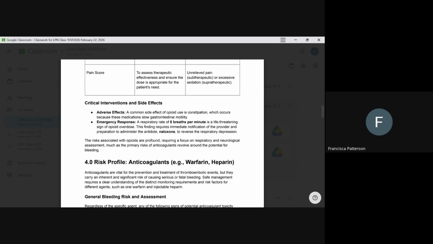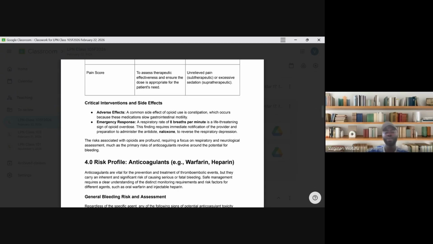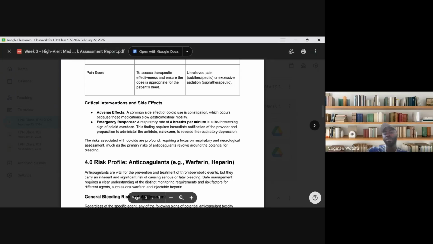So let's look at another high-profile medication that requires consistent monitoring during administration. We have anticoagulants, like warfarin and heparin.